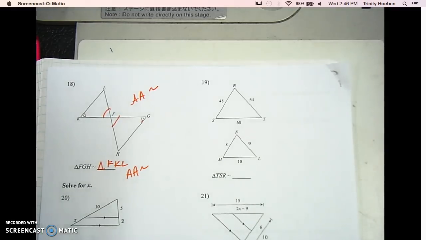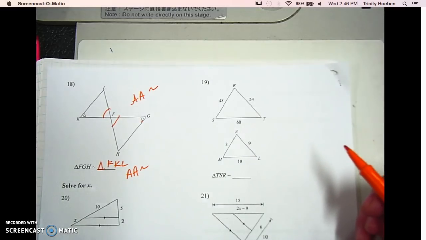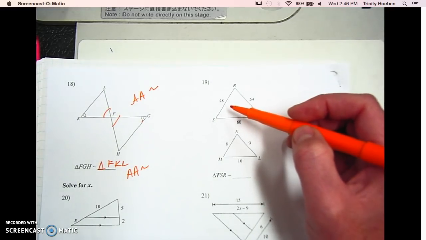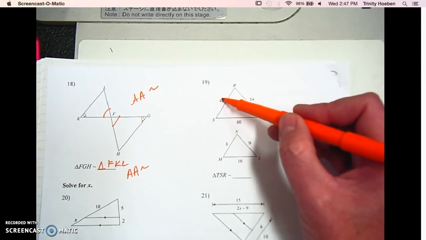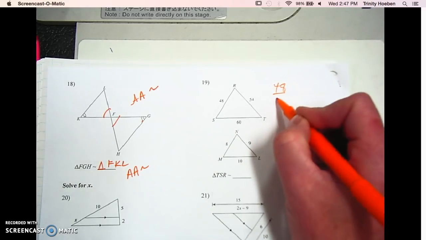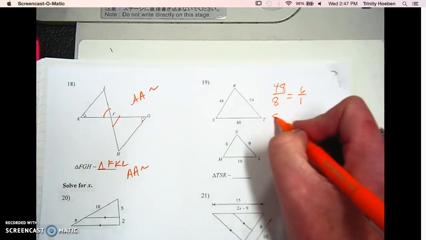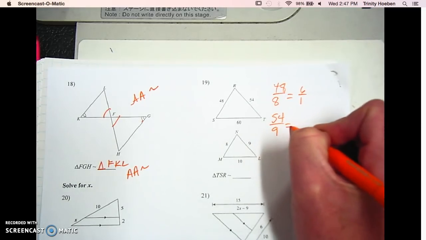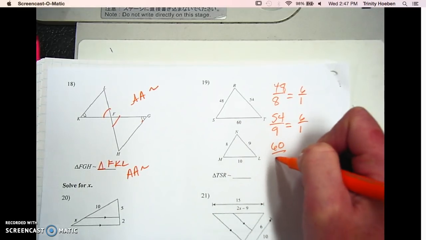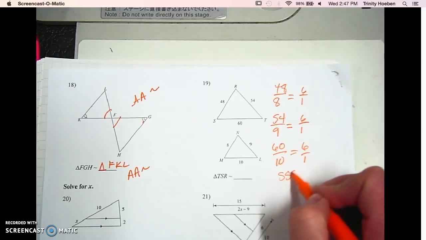Number 19. We've got our sides labeled on both triangles, so we need to see if they're similar by side-side-side similarity. So we need to see if all the ratios are the same. So we're going to take the side over here to this side over here. So I'm going to take 48 to 8 and reduce it, which is 6 to 1. Then I'm going to do the right side, the 54 to the 9 and reduce it, which is 6 to 1. So far, so good, right? Let's do the bottom. 60 to 10 obviously reduces to 6 to 1, so you say yes. They are similar by side-side-side similarity.